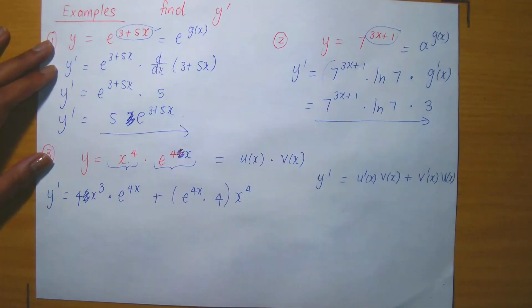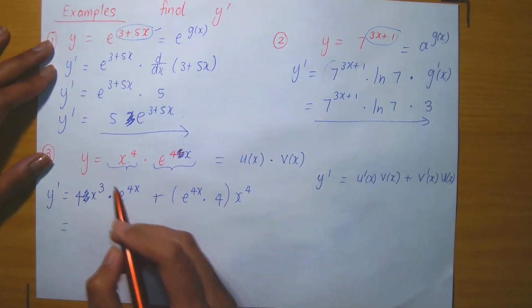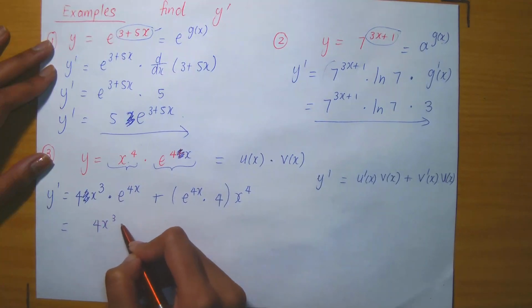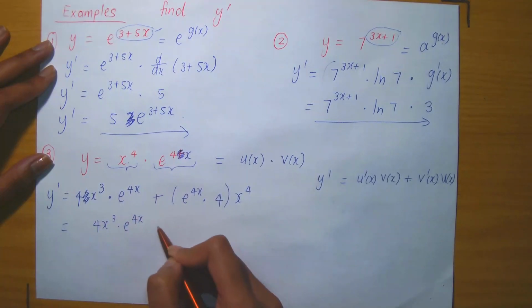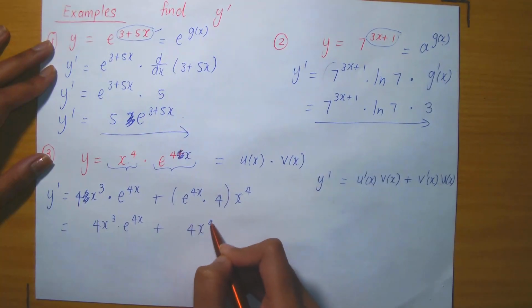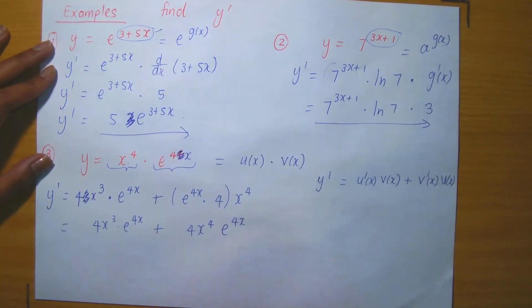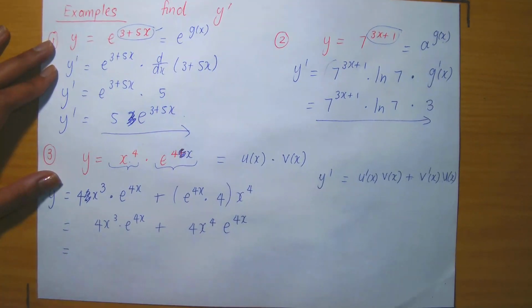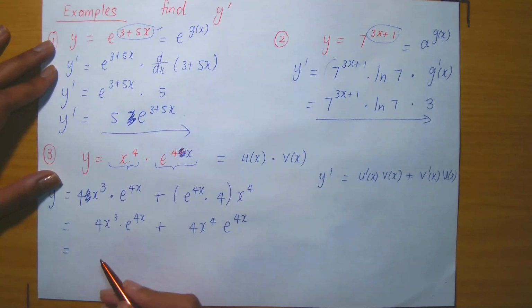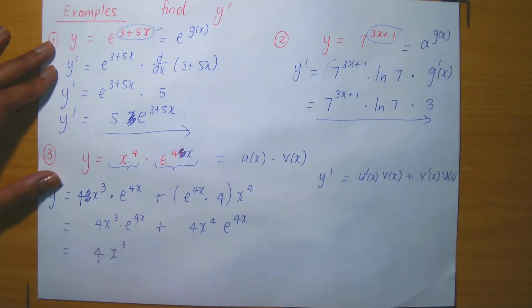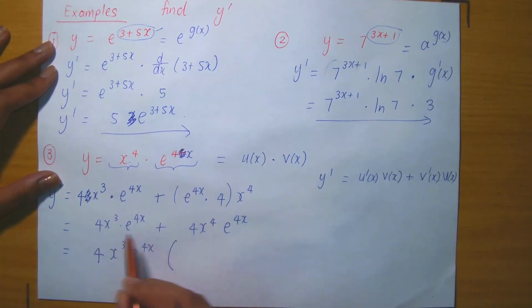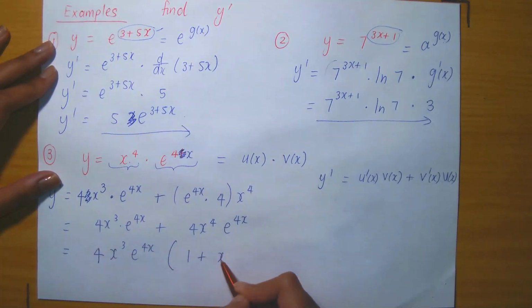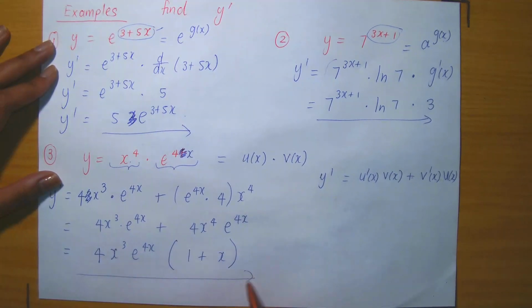And then you can see how much we could simplify. So here I've just got 4x cubed times e raised to the power 4x, and here I've got 4x to the power 4 times e raised to the power 4x. So I've observed that I now have common terms which I can now factor out. I'm going to factor out 4, going to factor out x cubed, and I'm going to factor out e raised to the power 4x. What am I left with? 1 plus x. And so that is the final answer.